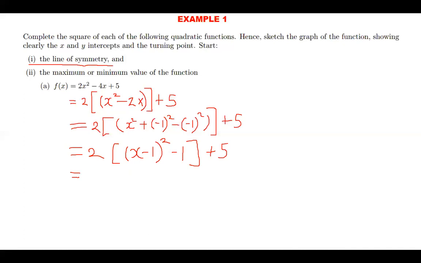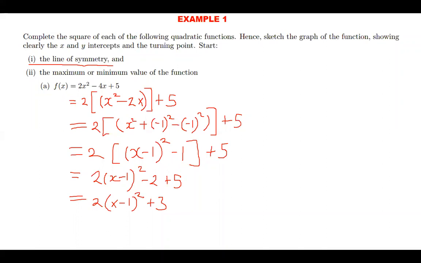So when you open the brackets there, you're going to have 2 and then open brackets x minus 1 squared this side, minus 2 times 1, negative 1 there, you get 2 there, and then you have your plus 5 there. So from this you're going to have something like this. So negative 2 plus 5, you get positive 3. So when you reach this part, it means that you have finished completing the square. I've forgotten to write a squared here.